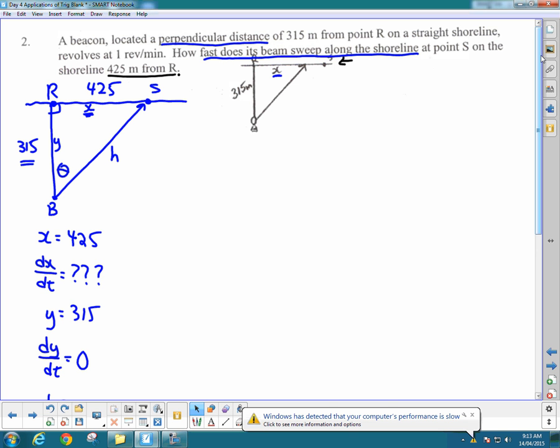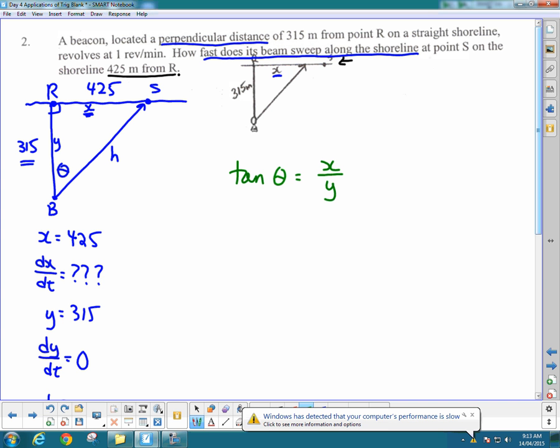If I'm using theta, y, and x, I'm going to use tan again. It's not always going to be tan, but in these two, it has been. So I'm going to use tan theta as opposite over adjacent, so it's going to be x over y.